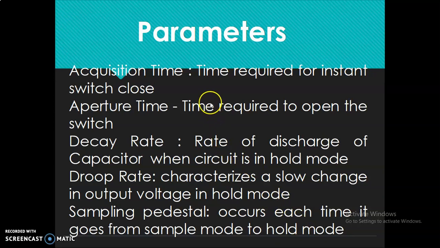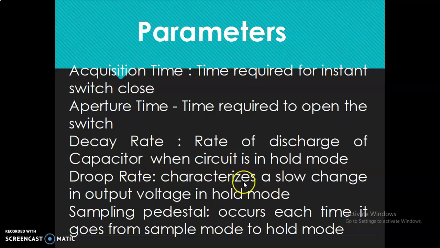To understand it in a better way, we should know its parameters. Acquisition time is the time required for the switch to close. Aperture time is the time required to open the switch. Then there is the decay rate, the rate of discharge of the capacitor when the circuit is in hold mode. Capacitor means when it holds, a capacitor is used. We will see it in the upcoming section.